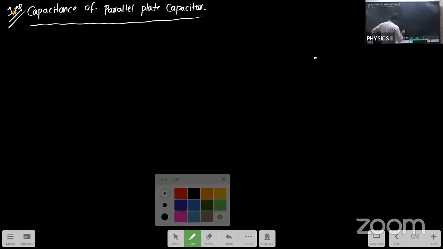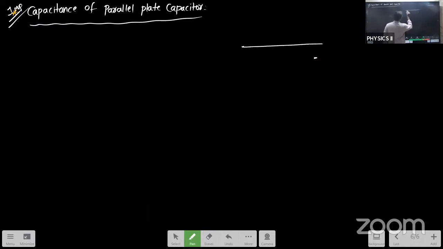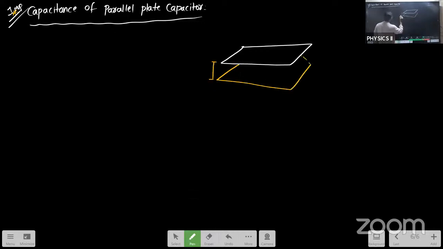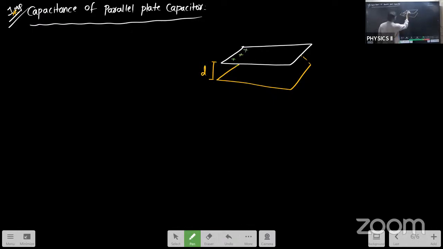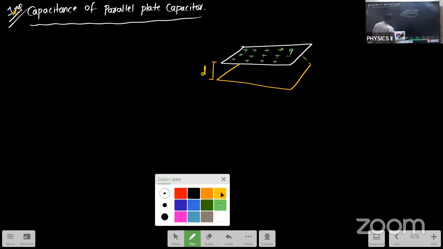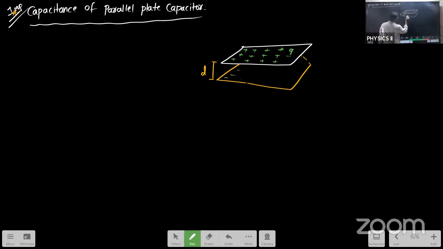See here, there are two plates. One plate is arranged something like this. I am considering one more plate which is arranged something like this. The distance between these two plates is D. Both of them are separated by a small distance D. The top plate has some positive charge on it, and the plate below it has negative charge. Here we have negative charges.